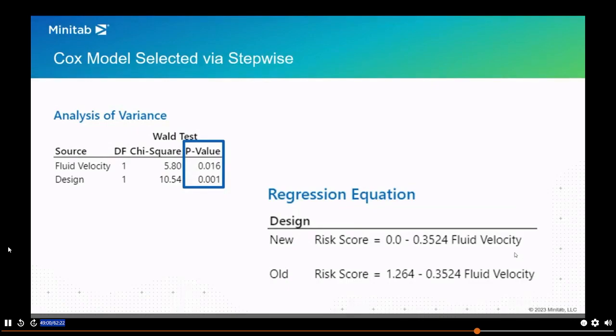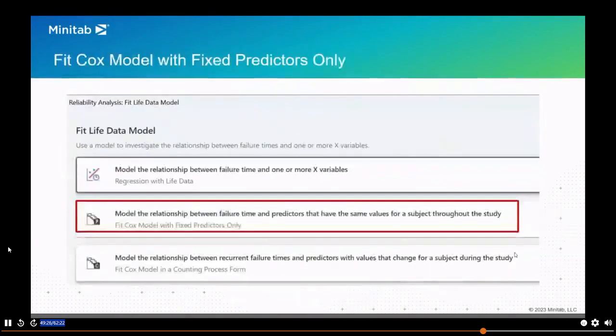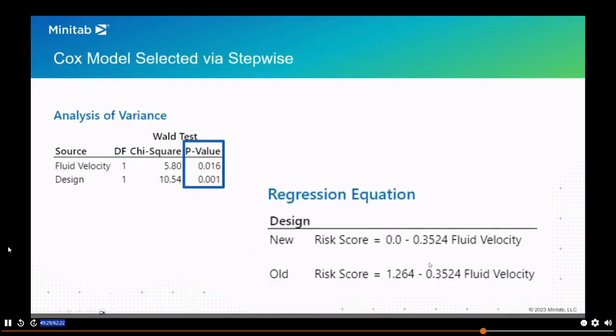But the fluid velocity, how fast the fluid runs through this, also had a significant impact on the lifetime of these heat exchangers in our test environment. Now, that equation you saw earlier is kind of the traditional Cox-Recurrent equation. What we did in Minitab was we actually took the log of both sides and changed things into just a risk score. So we saw that kind of messy equation earlier. We made it a little simpler for you in our output by taking out just the regression part and putting all the rest into something we're calling a risk score, right?